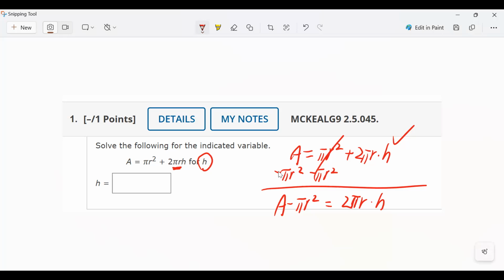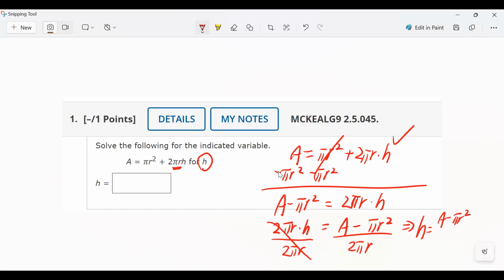Now from here, that's reverse order, so 2 pi r times h on one side, and on the other side, A minus pi r squared. Now we're going to divide both sides of the equation by 2 pi r. So we cancel that, and h is by itself. So h is A minus pi r squared over 2 pi r. Any question about this?